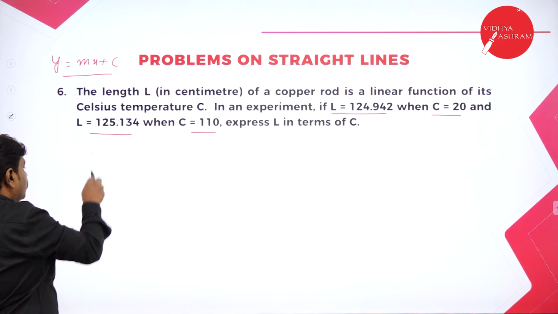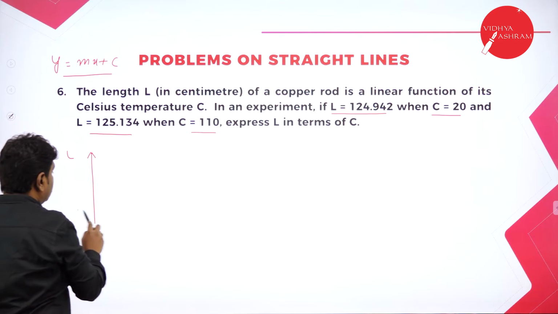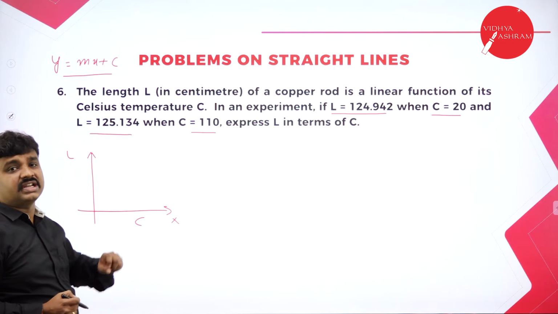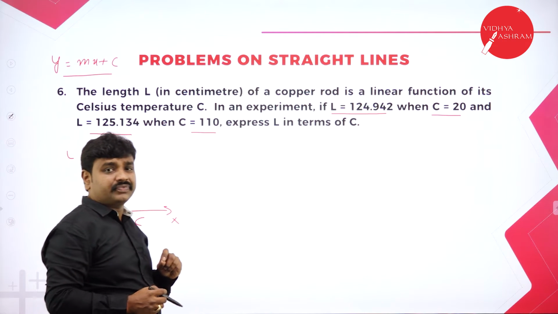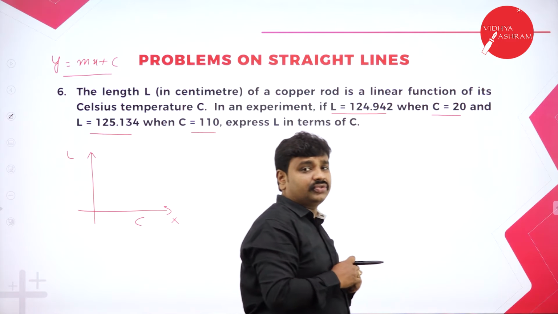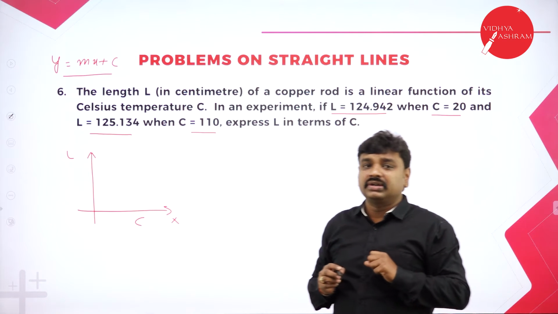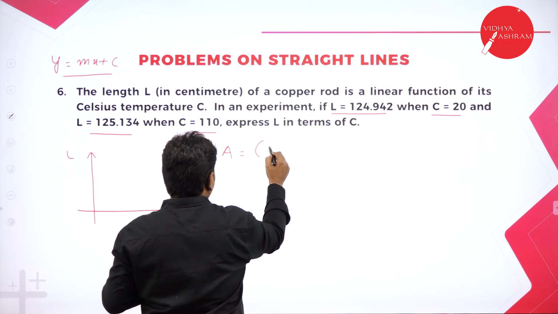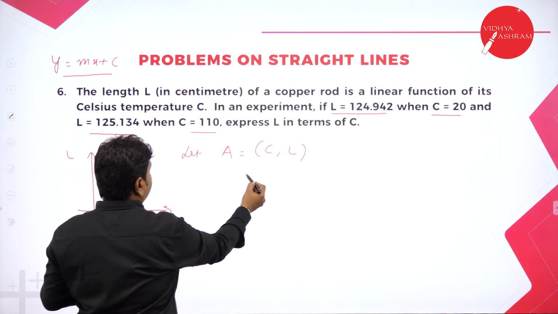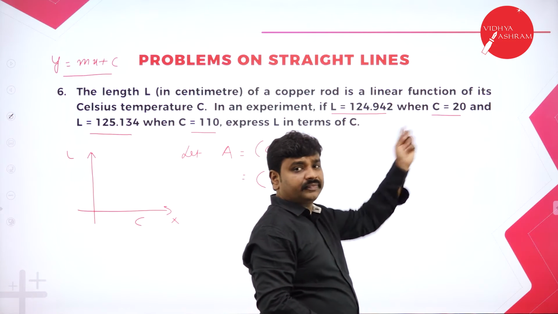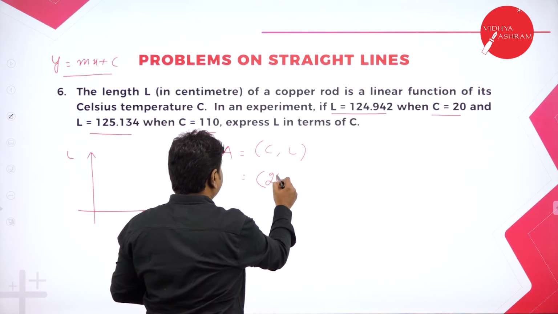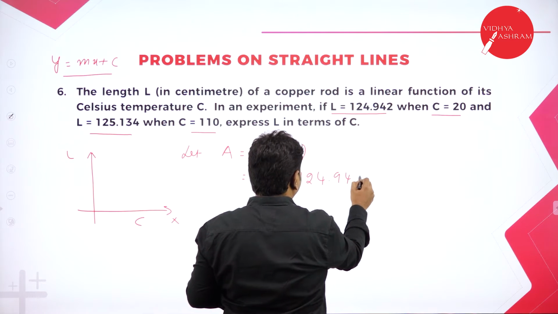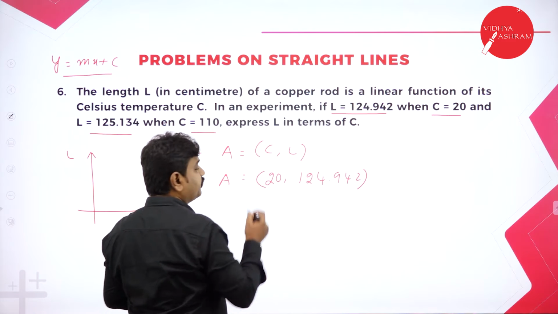Means if I take L on the y axis and C on the x axis, then we can form a linear function, that is a line. So if you read carefully, they gave two L values and two C values. So call them a point. Now let A be a function of C comma L. So first set of C. What is the first set of C? 20. And what is the first set of L? 124.942. This is the A value.